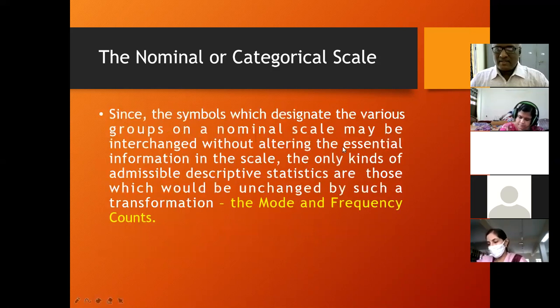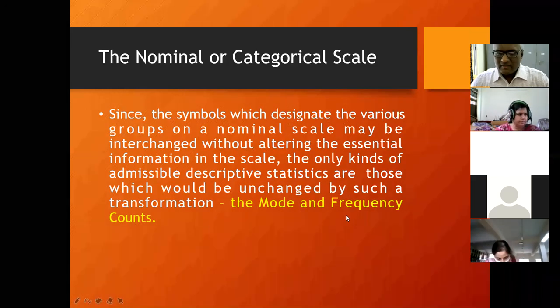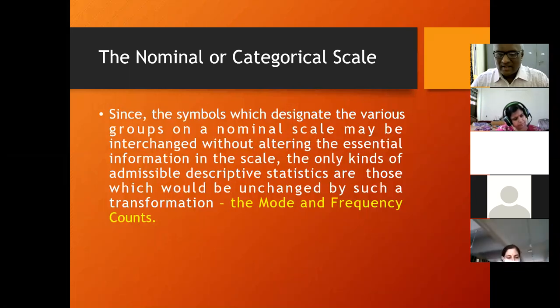Since the symbols which designate the various groups on a nominal scale may be interchanged without altering the essential information, there are limited measures of central tendency for analysis. The most useful measure for a nominal scale is the mode. You know the mode: it is the most frequently occurring value. And frequency counts: higher income group, lower income group, how many members belong to each group. We use the mode and frequency counts for statistical analysis of a nominal scale.